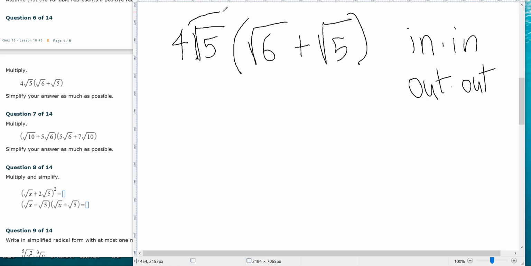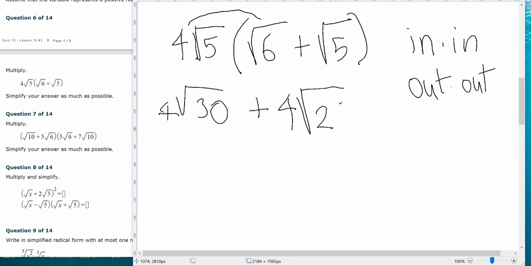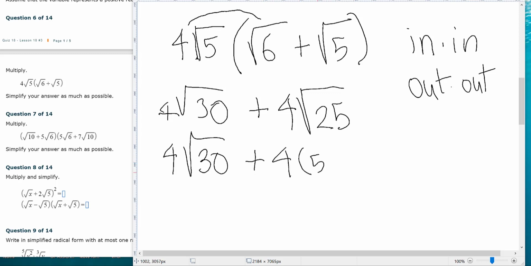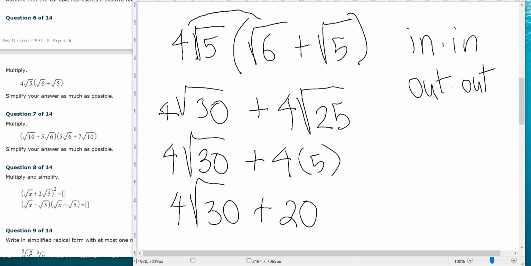So if I multiply 4 square root of 5 times 6, that's going to be 4 square root of 30 plus 4 square root of 25, because 5 times 5 gives me the 25. The 4 square root of 30 will not reduce. There's no perfect square in 30, but the square root of 25 is 5, so that's going to be 4 times 5. So 4 square root of 30 plus 20 is the final answer for number 6.